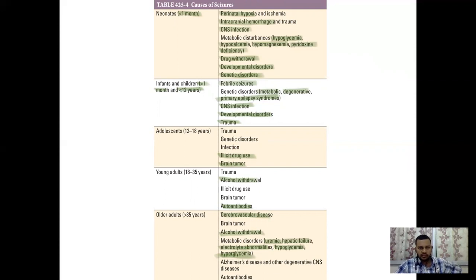In adolescents, 12 to 18 years of age, the cause of seizure is most likely trauma, genetic disorders, infection, illicit drug use, or brain tumor. In young adults, between 18 to 35 years, the most common causes are trauma, alcohol withdrawal, illicit drug use, brain tumor, and arthritis. In older adults more than 35 years, causes of seizures are most likely CVA, brain tumor, alcohol withdrawal, and metabolic disorders like uremia, hepatic failure, electrolyte abnormalities, hypoglycemia, hyperglycemia, Alzheimer's disease, and other degenerative CNS diseases, and autoantibodies.